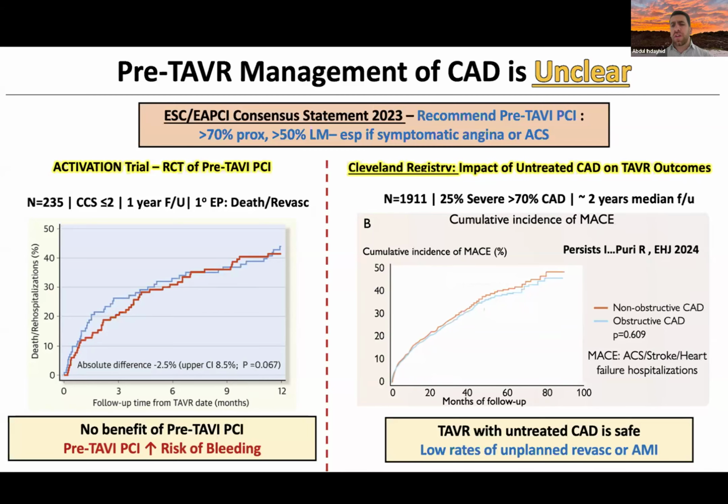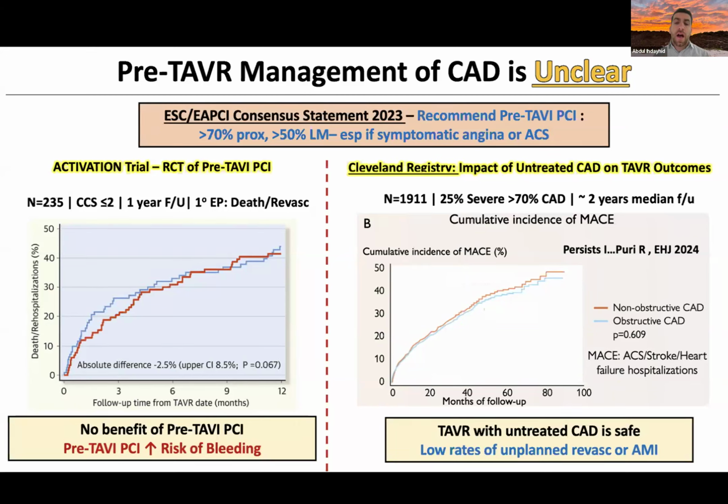Certainly where I'm from in Australia, and I think to some of my colleagues in the UK, we take quite a pragmatic approach to coronary artery disease before TAVI. This was the work that came out of the Cleveland Clinic, which highlighted that if you had severe coronary artery disease, you could safely do the procedure and leave the coronary artery disease untreated. And there were low rates of unplanned revascularization and MI.